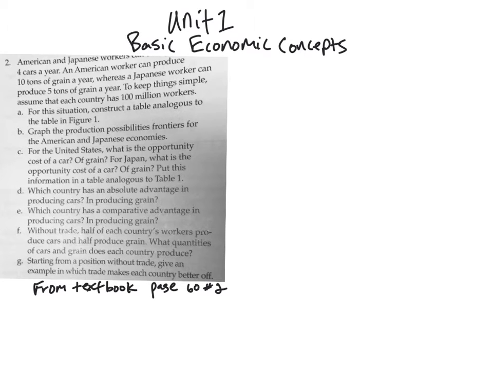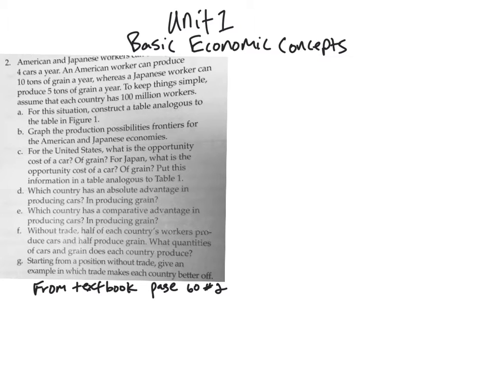All right, in this video, we're going to use page 60, problem number 2, to go through production possibilities and opportunity costs, comparative and absolute advantage, what we mainly did in the last video, or the concepts that we covered in the last video. So we're going to read through all of this problem, and then we will work through it as we go.